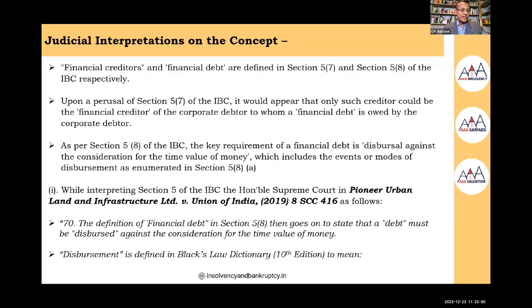As we've already said, the financial creditor and financial debt have been defined in Section 5, subsection 5 and subsection 7. And we carefully see the financial creditor. Then we see Section 5, subsection 8, and finally we see the Supreme Court judgment in the case of Pioneer Urban Land and Infrastructure Limited versus Union of India. That is, the judgment came in 2019.